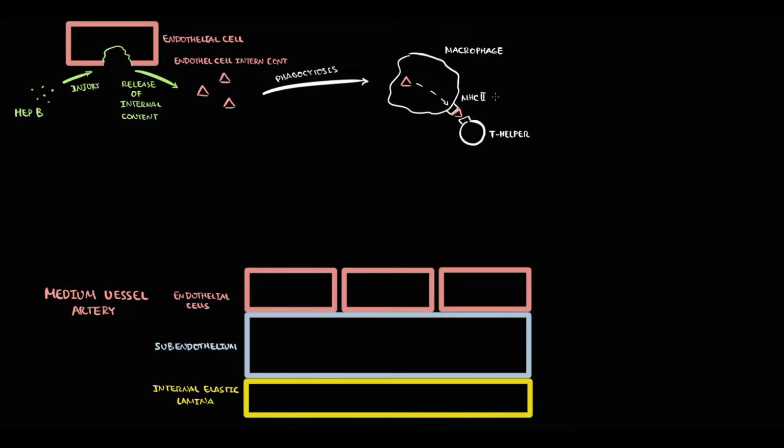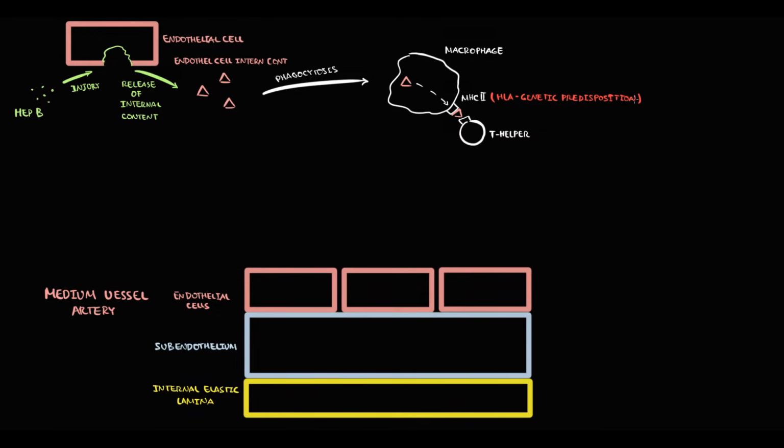The problem here is that predisposed individuals have MHC2 receptors that are produced based on HLA genes, which do not have information about the internal content of endothelial cells.